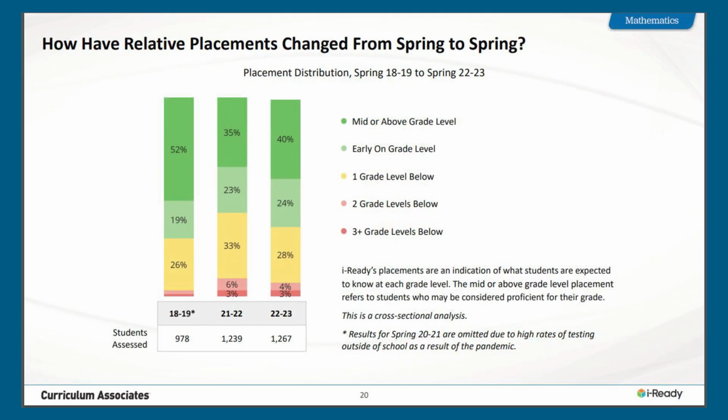From spring to spring, so how did we do last year, and then how did we do compared to 18-19? We did better than last year, and we're trending towards where we were during pre-pandemic. We're not quite there, but also remember 18-19, there were only 978 students that were assessed because 5th and 6th grade are not counted in that data. So we were at 52% of the student population being on or above grade level, and ended this year at 40%.